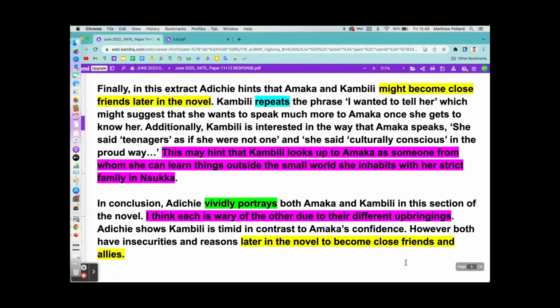Finally, in this extract, Adichie hints that Amaka and Kambili might become close friends later in the novel. Kambili repeats the phrase, "I wanted to tell her," which might suggest that she wants to speak much more to Amaka once she gets to know her. Additionally, Kambili is interested in the way that Amaka speaks. "She said teenagers as if she were not one, and she said culturally conscious in the proud way." This may hint that Kambili looks up to Amaka as someone from whom she can learn things outside the small world she inhabits with her strict family in Nsukka.